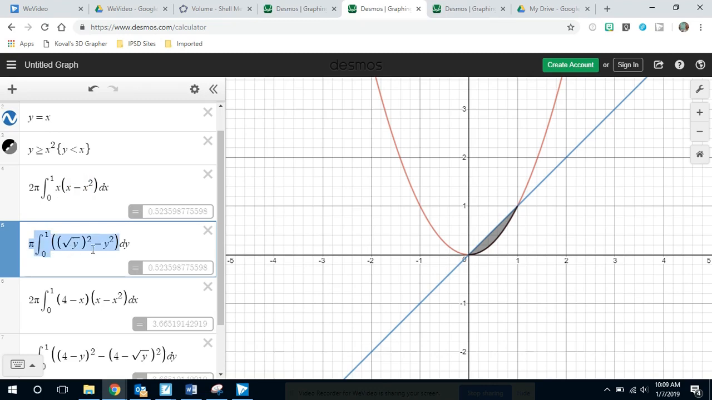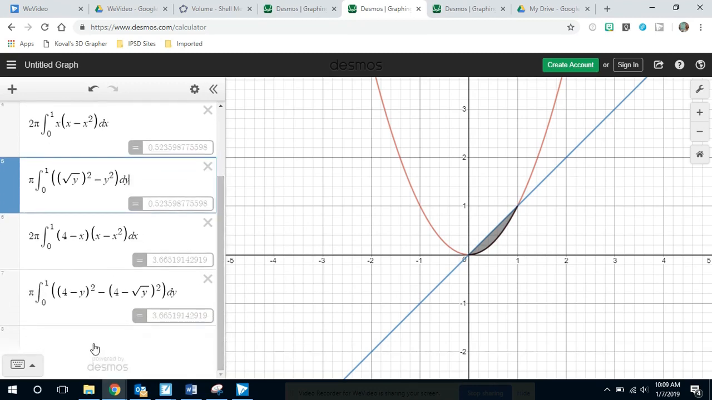And I showed that it is equivalent using the disk method, because in the disk method I would have to have y's. My big radius would be square root of y, and my small radius would be y. So that is what would happen in problem 2.